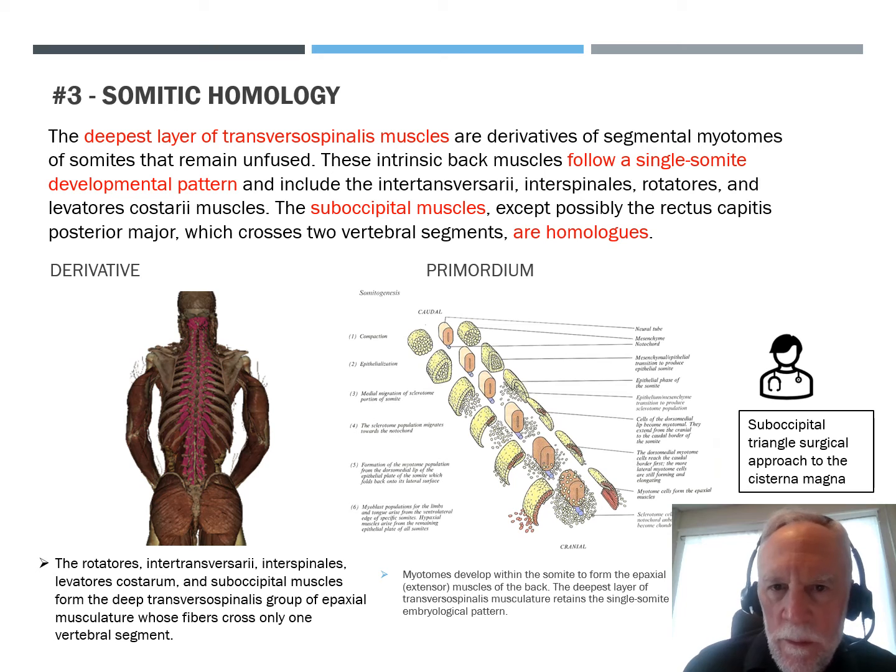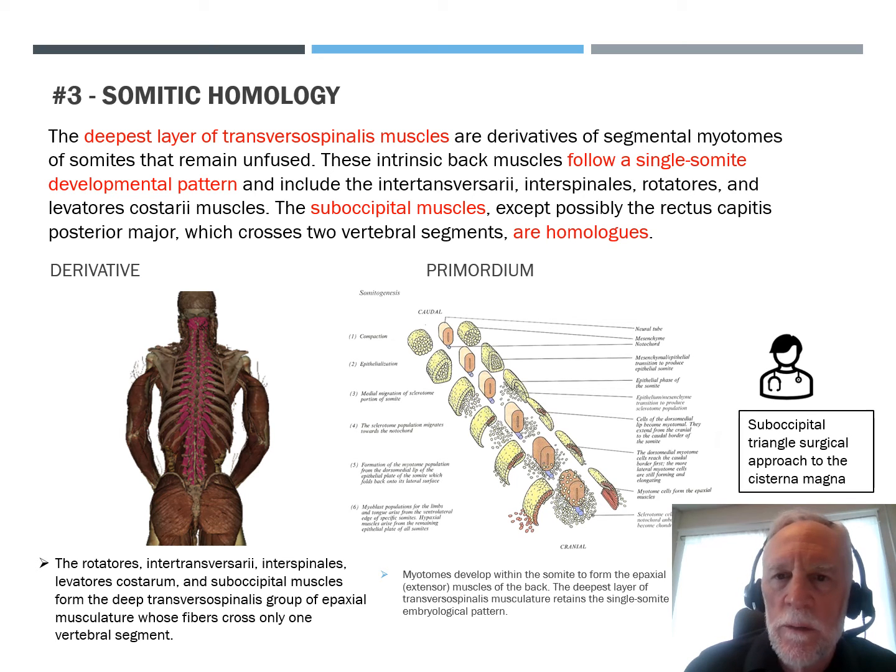The deepest layer of transversalis muscles are the shortest back muscles. They cross only one or rarely two body segments. These intrinsic back muscles develop from single unfused myotomes and affect small-scale movements between adjacent vertebrae or between a vertebra and an adjacent rib.